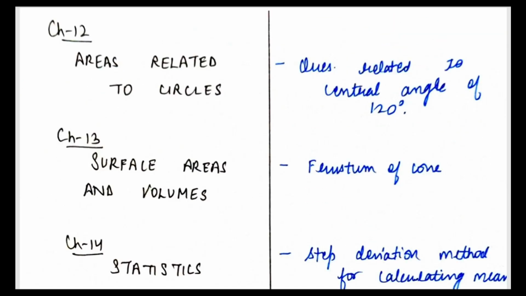Next is our chapter 12, areas related to circles. All the topics are still there in this chapter. Only the questions which involve central angle of 120 degrees. Those questions are removed. कुछ थर्ड एक्सरसाइज में आपके कुछ इस टाइप के क्वेश्चंस होंगे जहां पर सेंट्रल एंगल हमारा 120 डिग्री आ रहा होगा. Those questions you don't have to do. ये क्वेश्चंस नहीं पूछे जाएंगे अब आपके एग्जाम में.